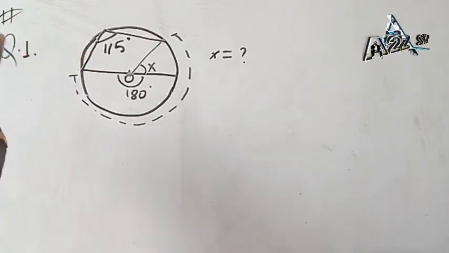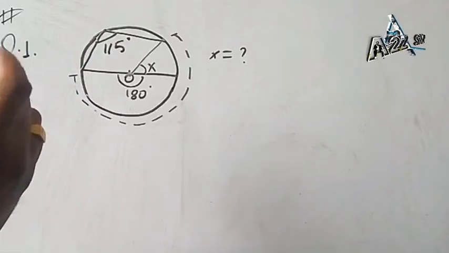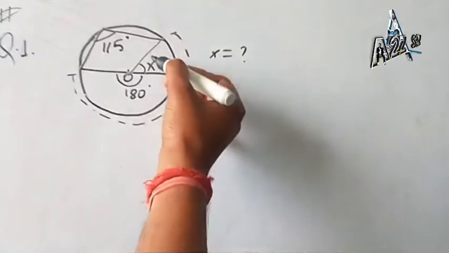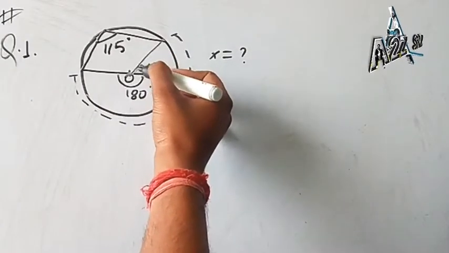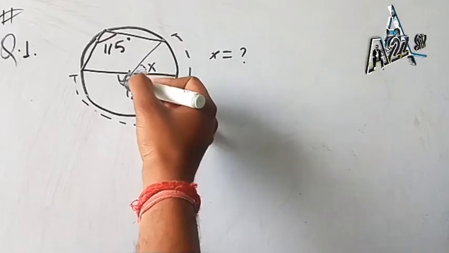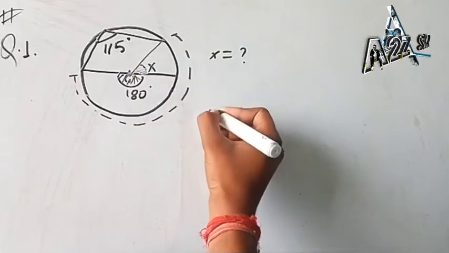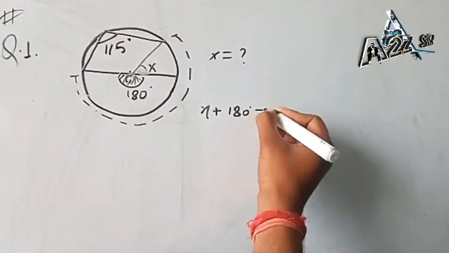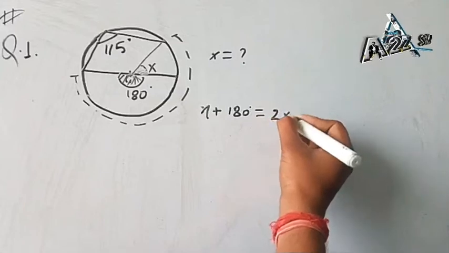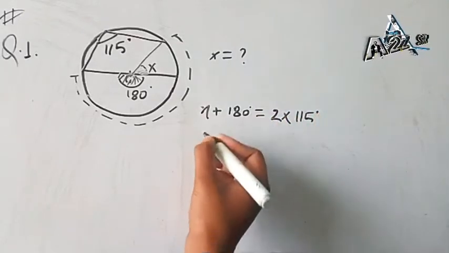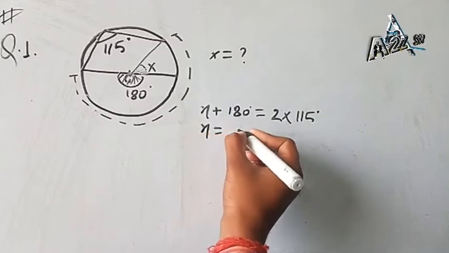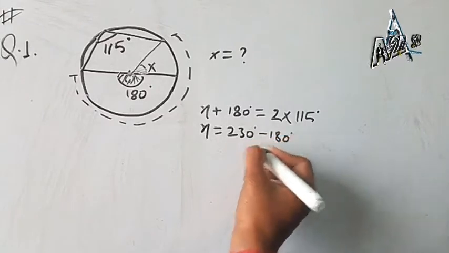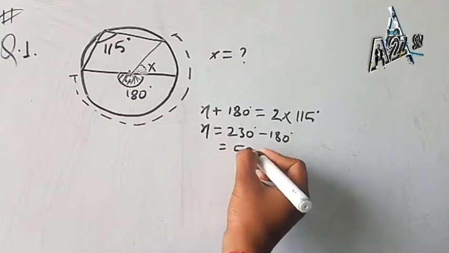This angle is a circumference angle, and we have a relation in the theorem: the central angle is double the circumference angle. So the central angle is almost this whole part, including the 180 degree straight angle, and we can use x plus 180 degrees equal to 2 times 115 degrees. So x is equal to 230 degrees minus 180 degrees, and we get 50 degrees.